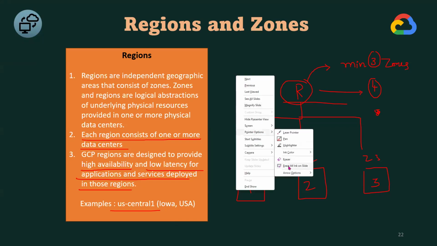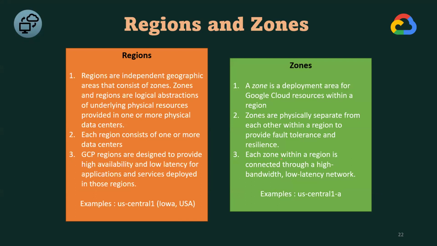Similarly, we have a zone also. A zone is a deployment area for Google Cloud resources within a region. We have just seen that. A zone is also called a deployment area for Google Cloud resources within a region. The zones are physically separate from each other within a region to provide fault tolerance and resilience. Each zone within a region is connected to one more zone via a high bandwidth and low latency network. Okay, so this is what a zone is, sir.